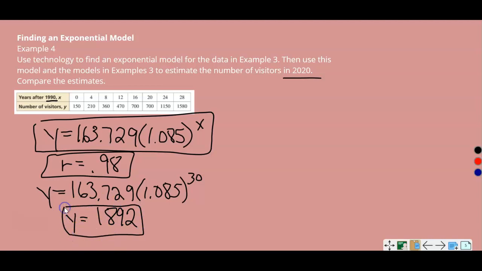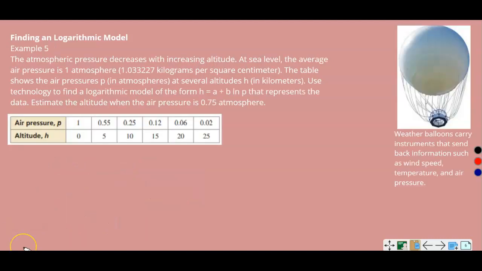And again, that's an estimate based on the model we wrote using our TI-84 calculator. So again, it says estimate the number of visitors. So we can estimate the number of visitors in 2020 to be about 1,892.